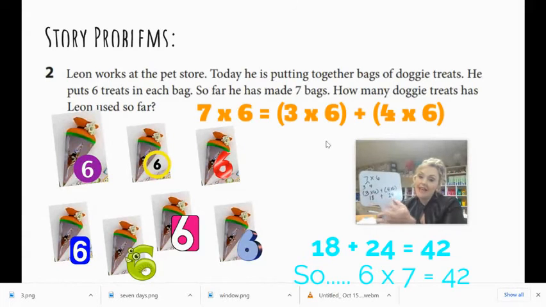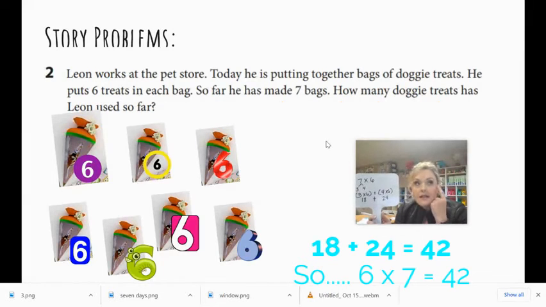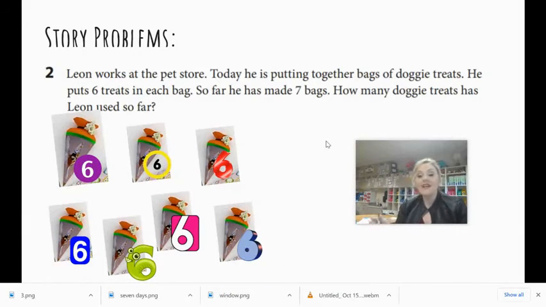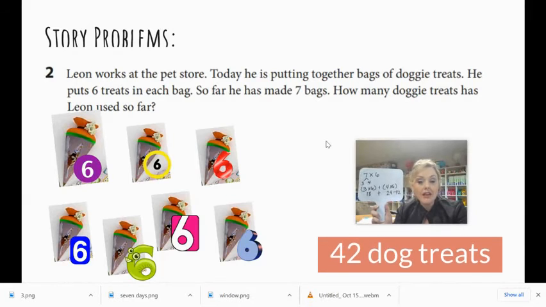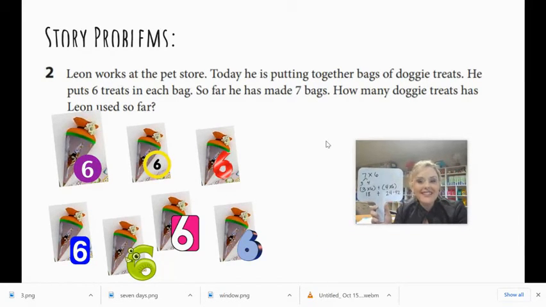So now we need to add these two together. 24 plus 18 is, I know that 24 plus 10 is 34. And then 34 plus 8 more, 42. Okay, so 7 times 6, 42. So there are 42 dog treats. Now remember, the instructions said that we had to label our answers. So you need to write out 42 dog treats.